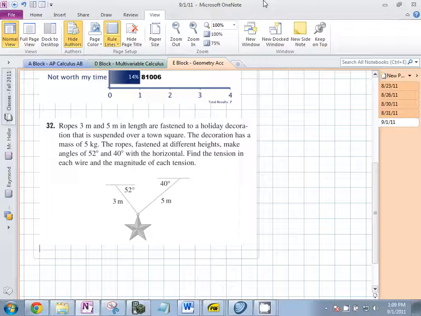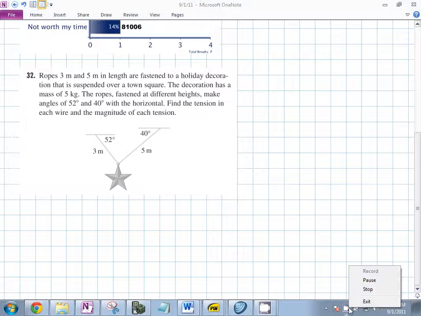So is this star moving? It doesn't say this thing is falling down. It'd be a pretty crappy hanging job, right? So is it moving side to side? No. So that means that it's in equilibrium, meaning the entire force going down is equal to the entire force pulling it up, and the same thing horizontally, right? Okay, so we have to write some equations to describe the forces that are acting upon this star.